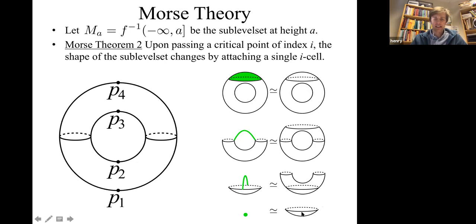So if I take this disk and glue on a one cell, corresponding to the index 1 critical point P2, I get a shape that's the same as the macaroni, the next sublevel set. And then to this macaroni, if I add another one cell corresponding to the index 1 saddle point P3, I get this nearly formed torus, almost all the way there. And then if I take this sublevel set and attach a 2 cell corresponding to the critical point P4 of index 2, then I get the final sublevel set, which is the entire torus.